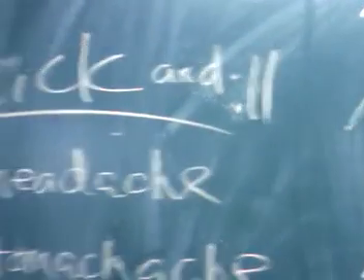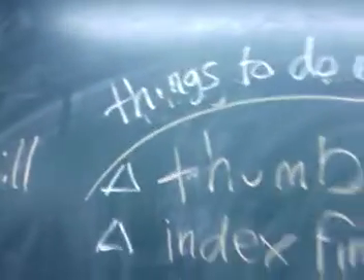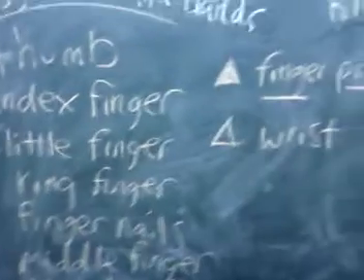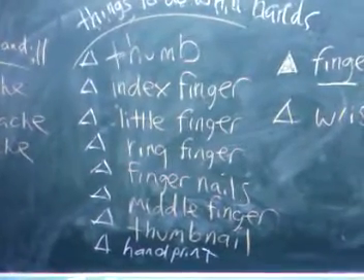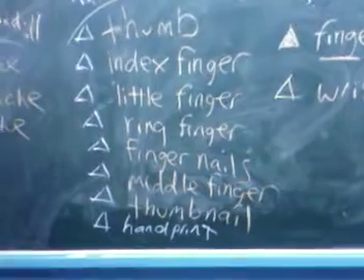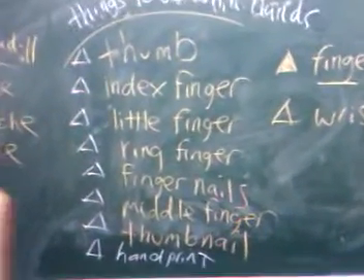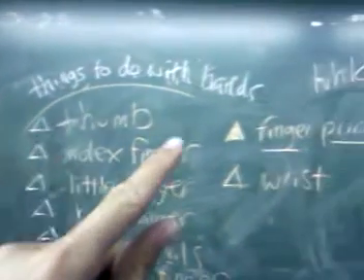a stomachache and a toothache as well. And they labeled this sick and ill. So these words are related to being sick and ill. And over here we have a very large group. Thumb, index finger, etc. And all of these words are things to do with hands. Excellent.